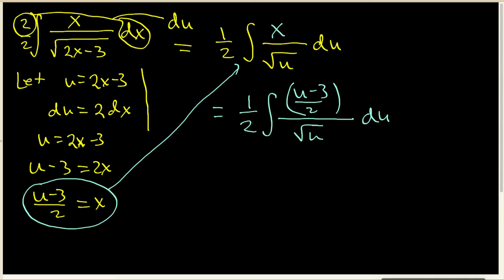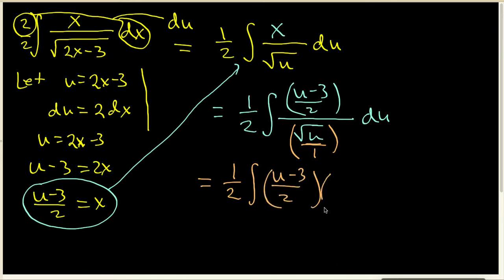I'm going to turn the square root of u into the square root of u divided by 1. Anything divided by 1 is, of course, itself. But now that I have a fraction over a fraction, I can do the standard invert and multiply. And when I do, I have 1/2 times the integral of u minus 3 over 2 times 1 over the square root of u times the du.